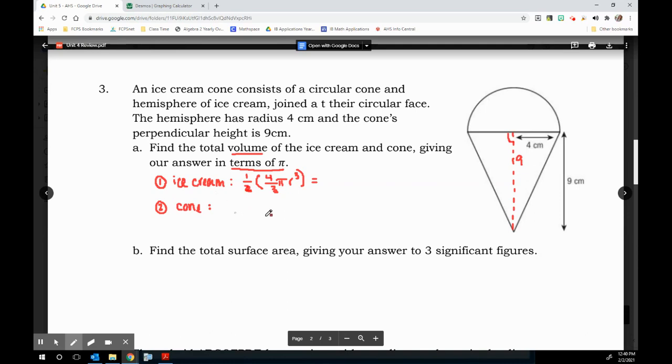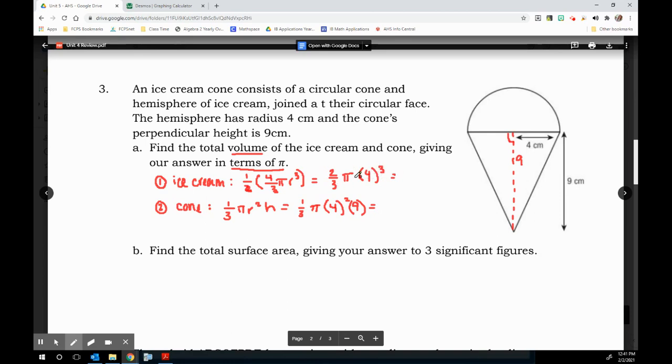For my cone, looking at the volume of a right cone in the formula booklet, right as in 90 degree, not correct. The volume formula is 1/3 pi r squared h, meaning the height. So I'll plug in what I know for both of them. I'm going to leave pi in my answer. When I evaluate these, I'm going to leave that pi in my answer instead of evaluating the total volume with it multiplied in. All right, so subbing in what I know, I'm going to focus on ice cream first. I went ahead and simplified 1/2 times 4/3.